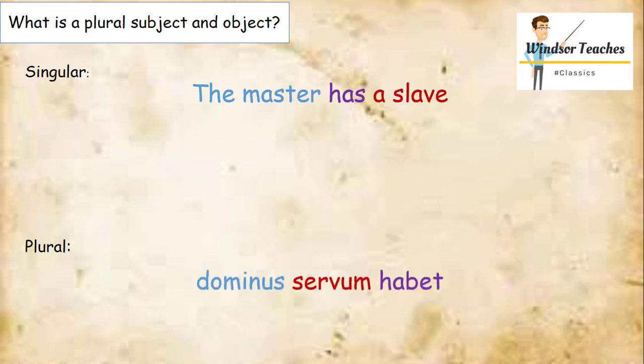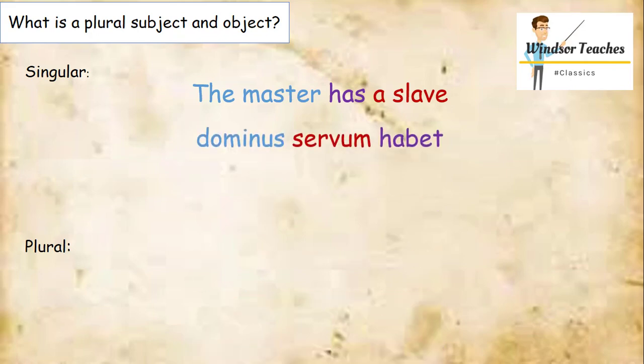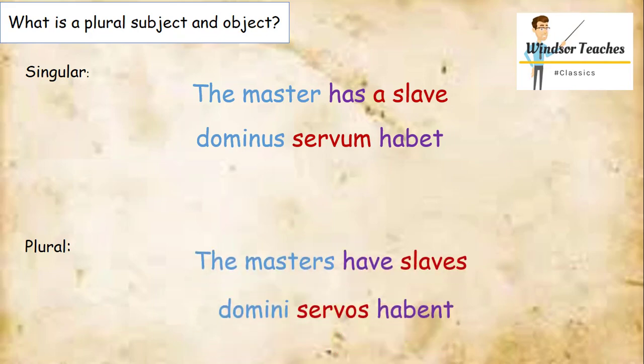Let's see how this looks in Latin. Dominus servum habet. So in the singular, dominus is master, servum the object, and habet is the verb. The masters have slaves, which changes into domini servos habent. So there are some changes here. We know that Latin is an inflective language, and so its endings are going to change depending on its use in the sentence. So nouns will change their endings depending on what case they're in, and if they're singular and plural.